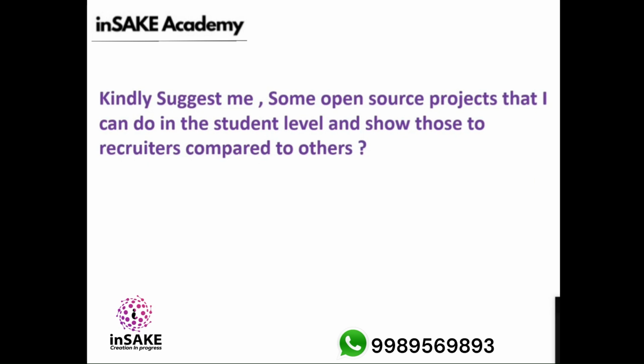Just kindly suggest me some open source projects that I can do at student level. I'll show those to recruiters compared to others. Yeah. Open source projects, you have a number of projects. You can take any of the Kaggle datasets, but my sincere suggestion, don't copy any of the kernels. Because I have seen many people who have copied kernels, the coding, and how you approach that particular problem of that data.